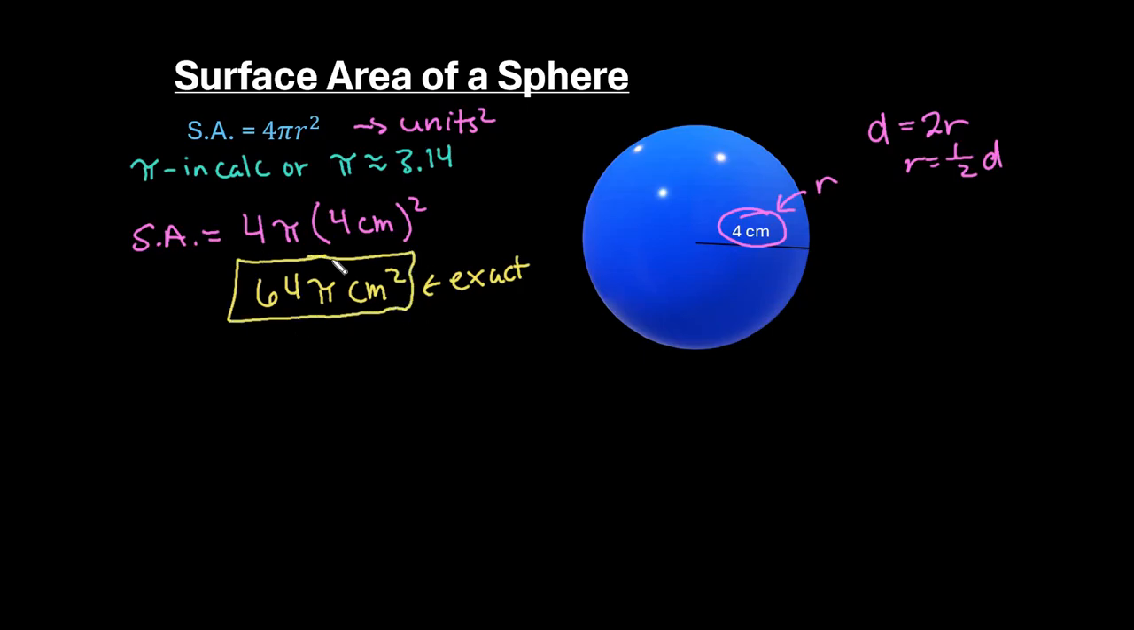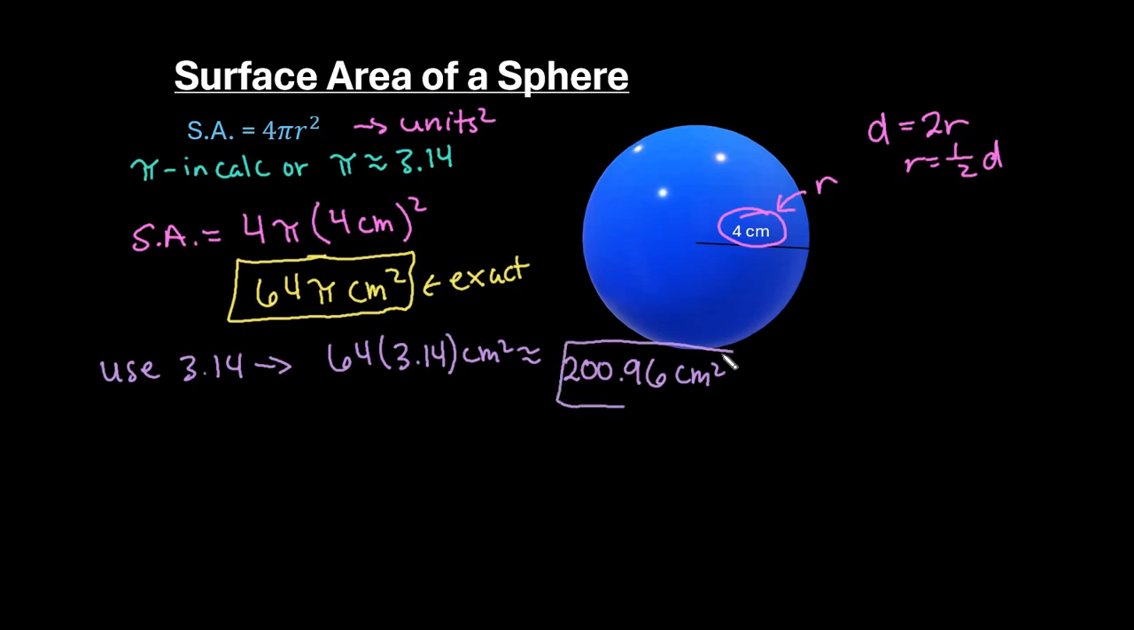Okay. Depending upon the publisher or homework platform that you are working with, sometimes they will say to use 3.14 for pi. And so if they tell you to do that, then you would just take 64 and multiply it by 3.14 centimeters squared. And then when you simplify that, you do end up with 200.96 centimeters squared. So if they ask you to use 3.14, you would just simply plug that into your calculator.